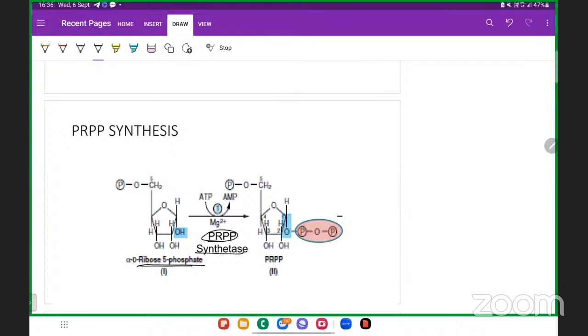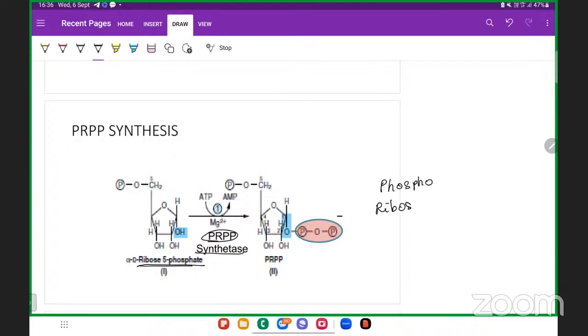These 2 phosphates combine with your ribose 5-phosphate to form what? What are they going to form? Someone, can you put it in the chat box? I hope I am making it clear. You have a ribose 5-phosphate. With this ribose 5-phosphate, 2 more phosphates are going to come and add. When 2 more phosphates come and add, you call it phosphoribosyl pyrophosphate.